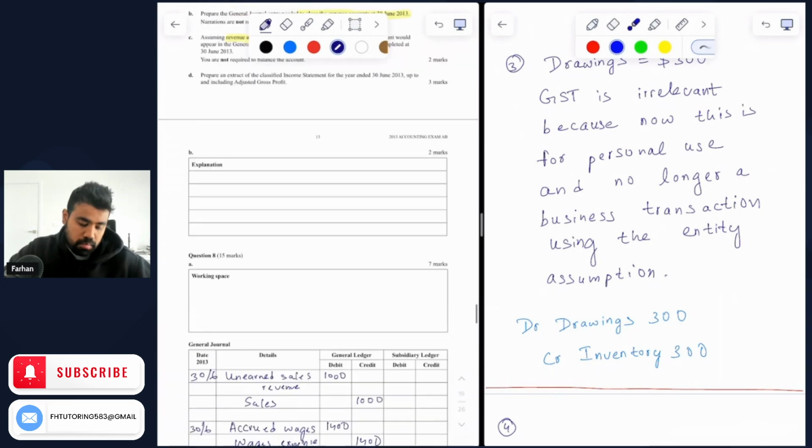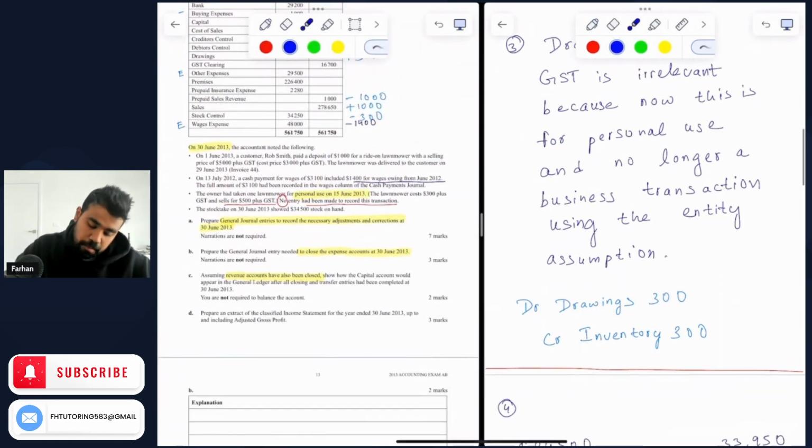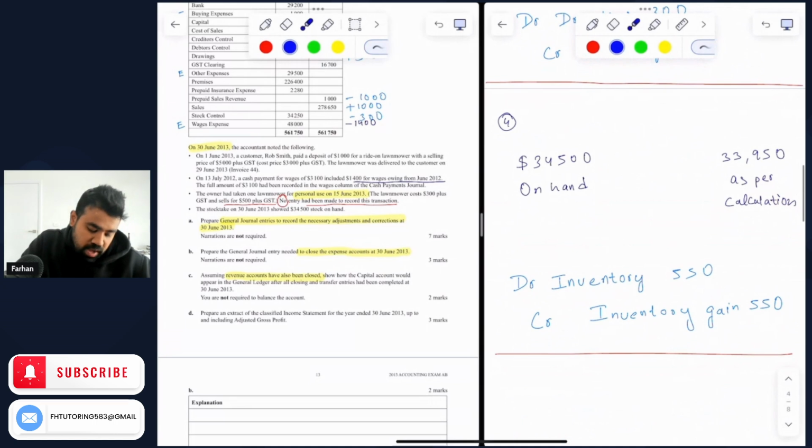All right, so let's move to the last information that we're given. The stock take on 30 June 2013 showed $34,500 stock on hand. So this simply means that we did a physical count one by one and we found $34,500 worth of stock on hand, or inventory on hand.